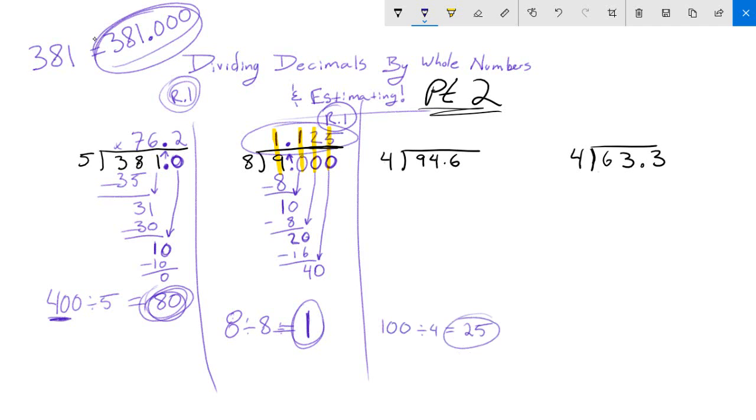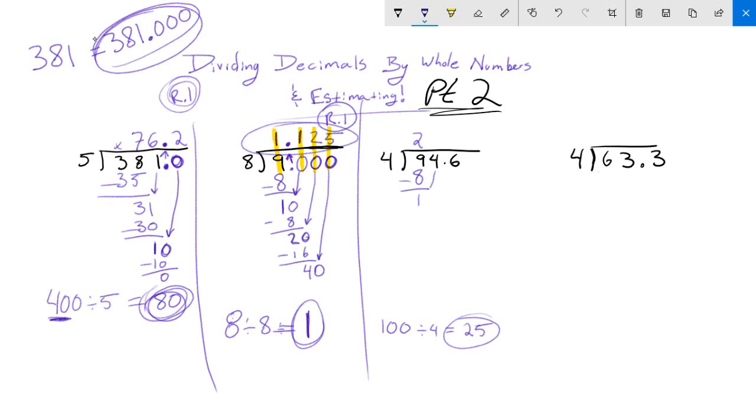Okay, so we see this is 94 and 6/10. Okay, so we actually have our decimal point right here. So I'm not going to just be starting with whole numbers here. So just like normal, if you watch that first video, like I said, this is part 2. If you watch the first video, this will look pretty standard at first. And we'll go 4 goes into 9 2 times.